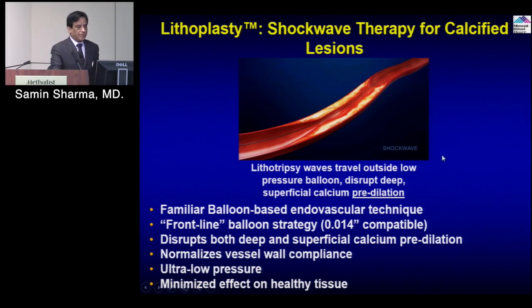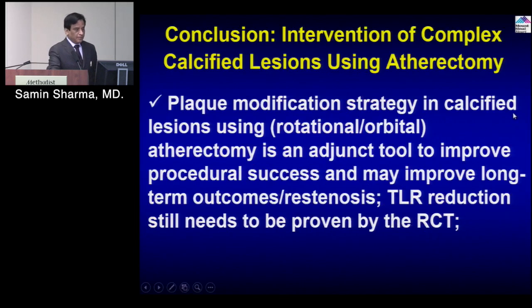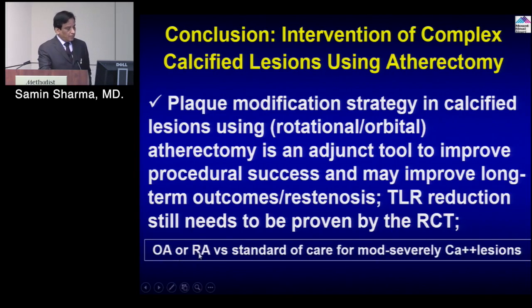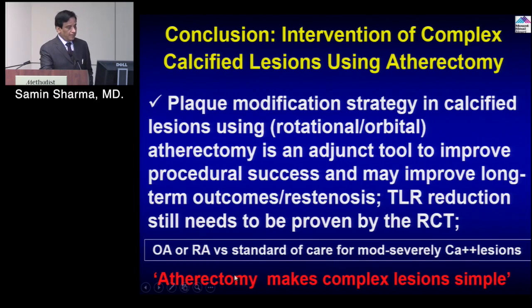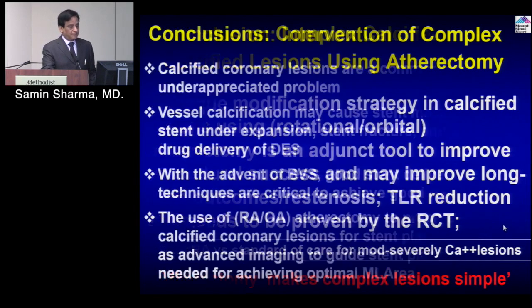But you'll hear more about this technique in this calcific lesion, and the small number of cases which were shown to be associated with lower slow flow, and so need to be seen. So just to sum up a few things: the plaque modification strategy in calcific lesions, rotational or orbital atherectomy, is an adjunct tool to improve procedural success and may improve long-term outcomes. TLR reduction still needs to be proven by randomized clinical trial using orbital or rotational against your standard of care. And I say very simply, atherectomy makes your complex lesion simple.